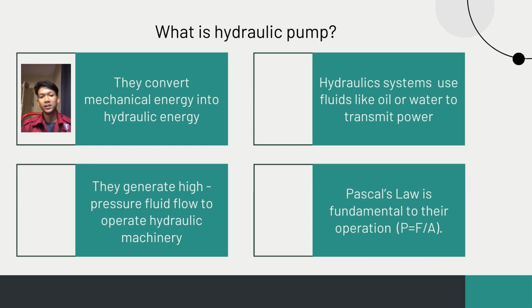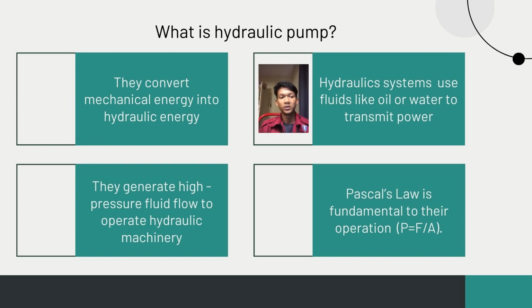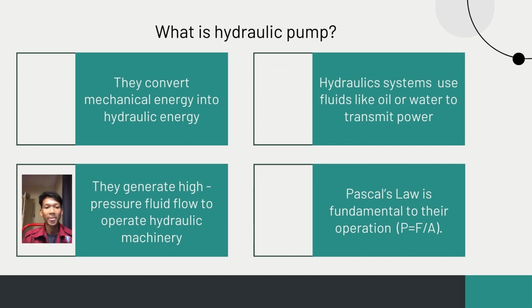Let's look at what hydraulic pumps are. A hydraulic pump is a mechanism that converts mechanical movement into hydraulic energy. Hydraulic pumps consist of gears or pistons, and they use fluid like oil or water as it is nearly incompressible, making it suitable for hydraulic systems as they can store a big amount of energy.